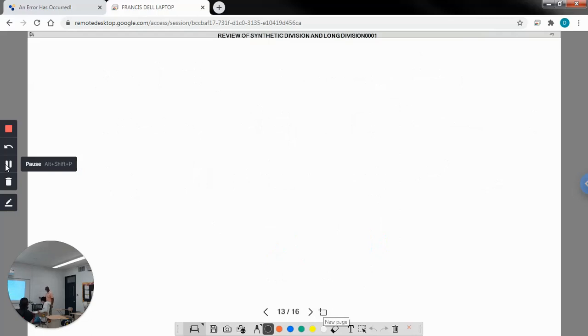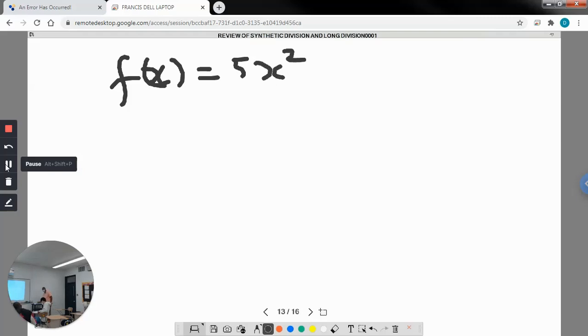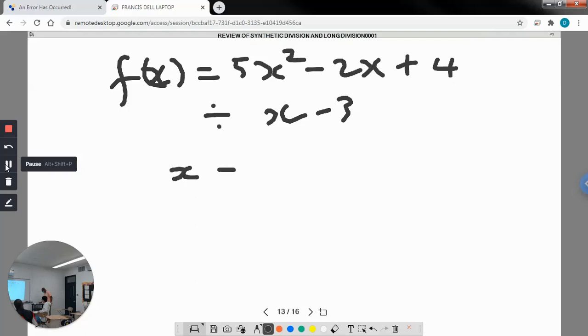Tell me, what is the question again? What was f of x? F of x is equal to 5x squared minus 2x plus 4. What was I dividing by? X minus 3. And we say that x minus 3 equals 0, and we say that x equals positive 3. So now we're going to substitute f of 3.